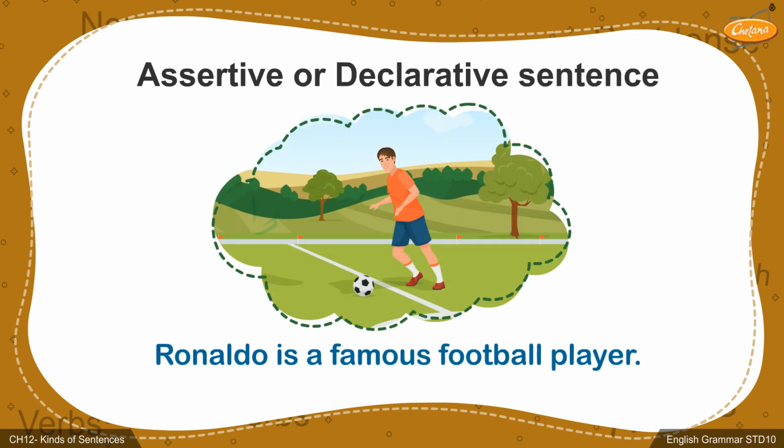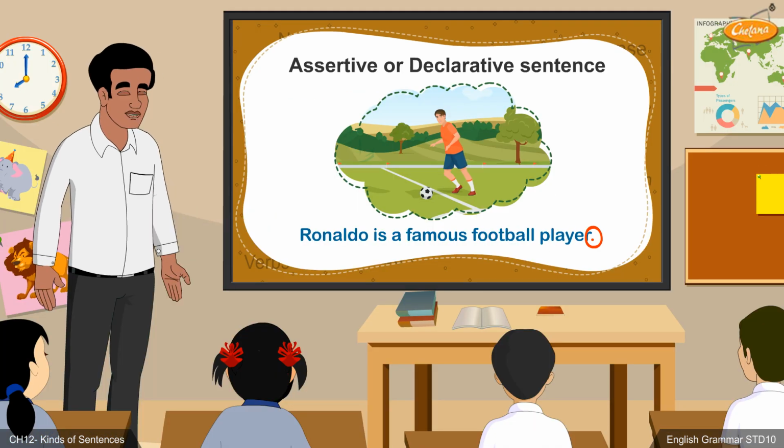For example, Ronaldo is a famous football player. This sentence depicts a simple meaning and ends with a full stop. Therefore, the given statement is assertive.